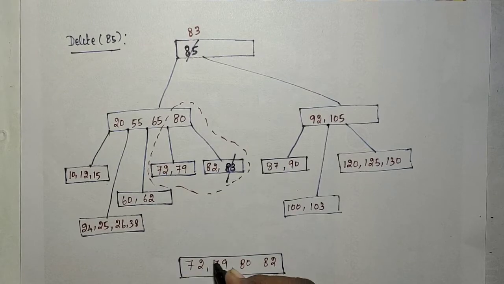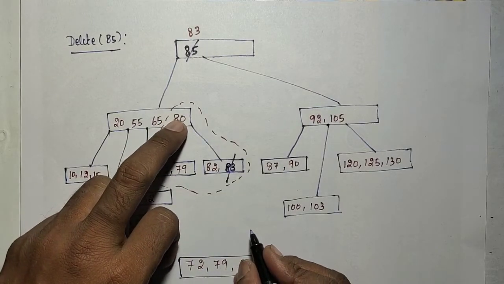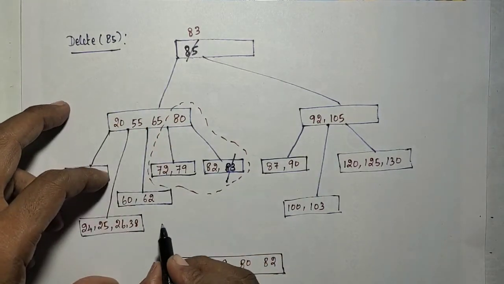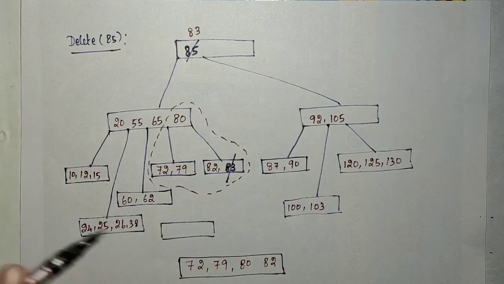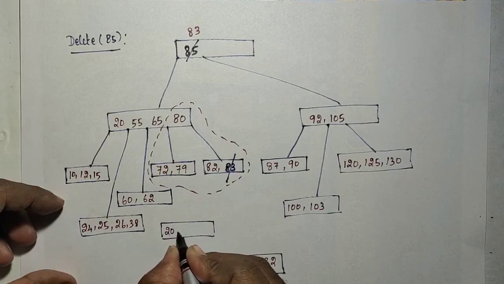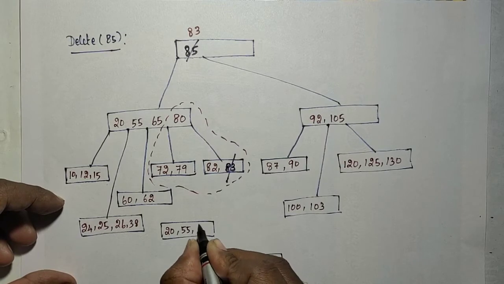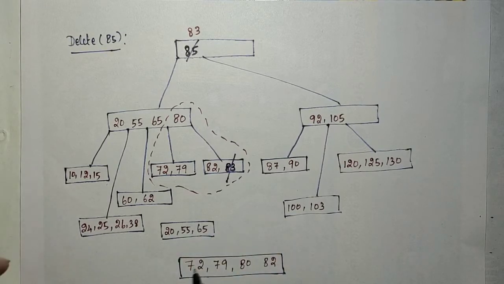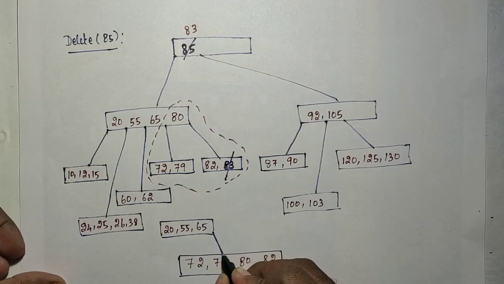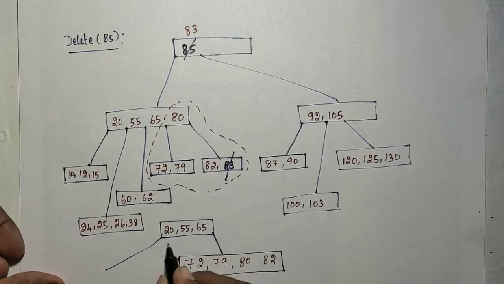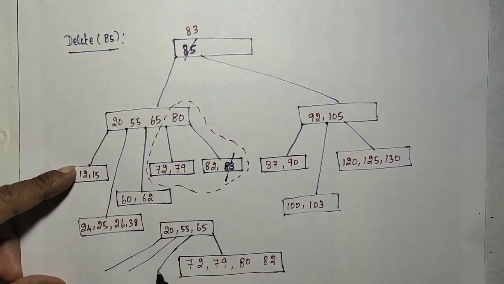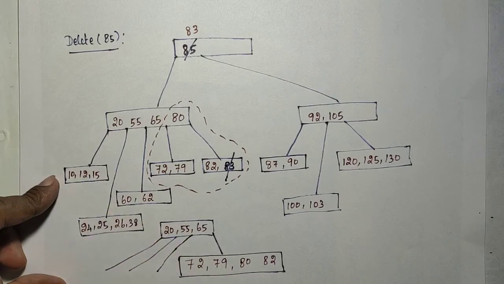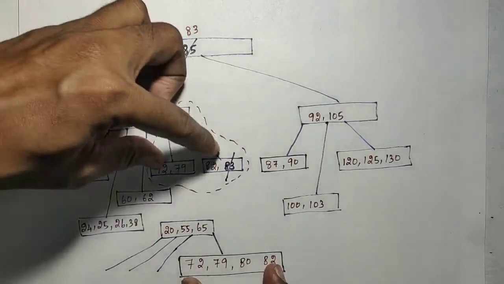And thus that will be added. The parent is the 20, 55 and 65. So this will be added as the right of the 65, the left of the 20, and the right of the 20 and right of the 55 will be continued as it is, repeated. So here the merging has happened.